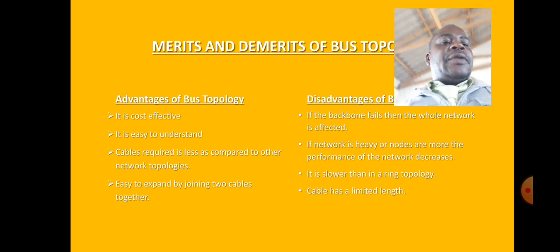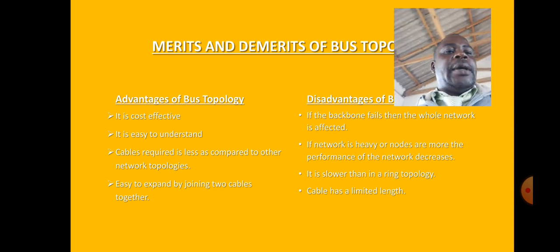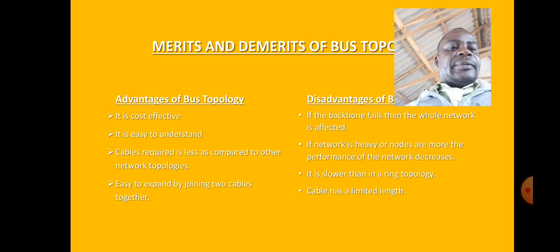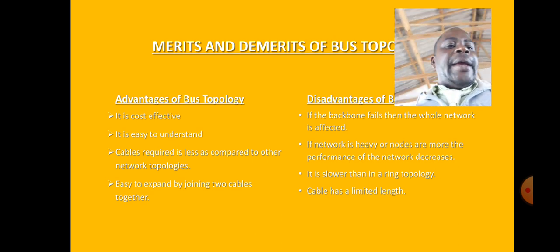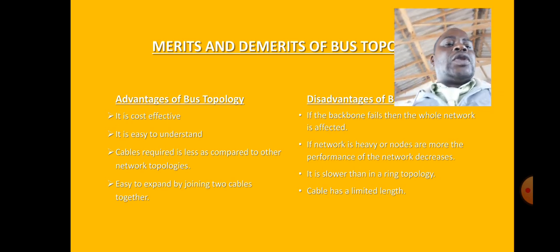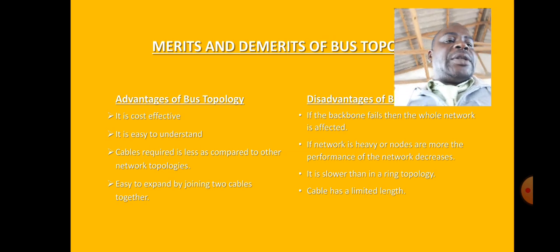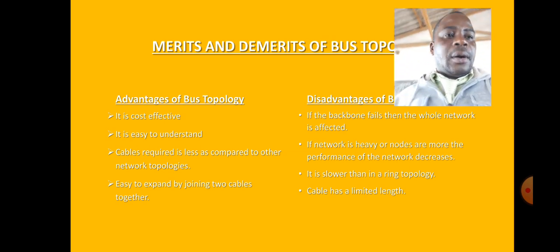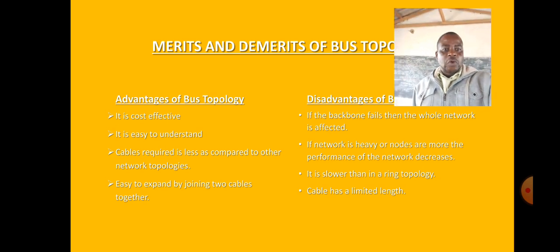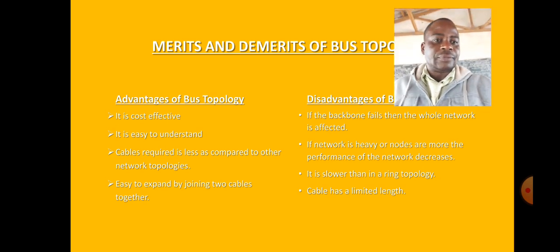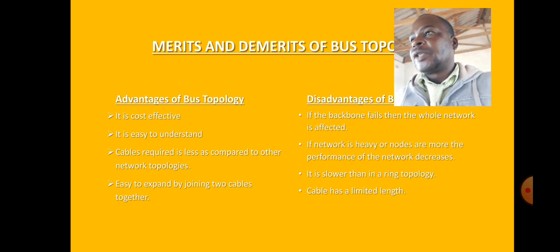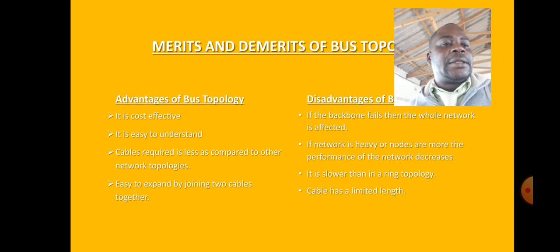Then the disadvantages of this bus topology: if the backbone fails, it means the whole network is affected. Also, if the network is heavy or there are more nodes or computers, the performance of the network decreases. It is also slower than a ring topology. Also, the cables being used in bus topologies have a limited length.